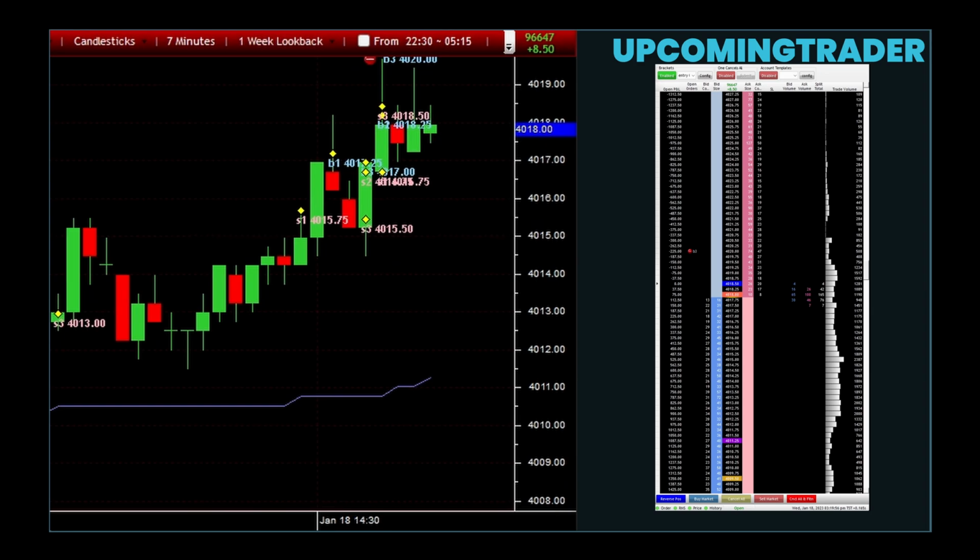Finally, look for confluence. This means watching for when different tools give you the same signal. If a key volume profile level lines up with a trend line or a Fibonacci retracement level, it is often a stronger signal. When multiple things point in the same direction, it is usually worth paying attention.